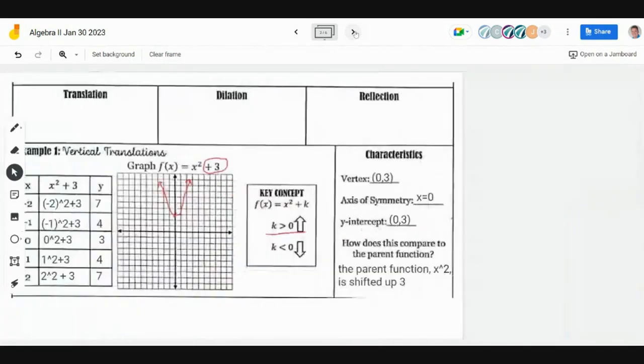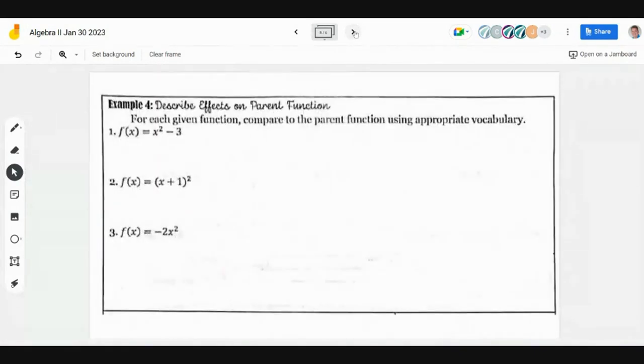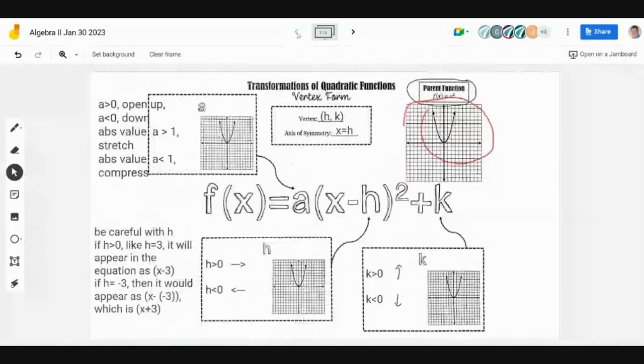So let's look over here. Describe the effects from the parent function by looking at the equation. We're not going to graph it. So this is x squared minus 3. Well, if we look back at that, that would be a K effect, right? Because it's after the x squared plus K.